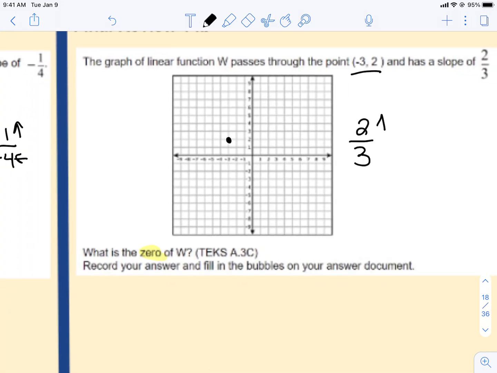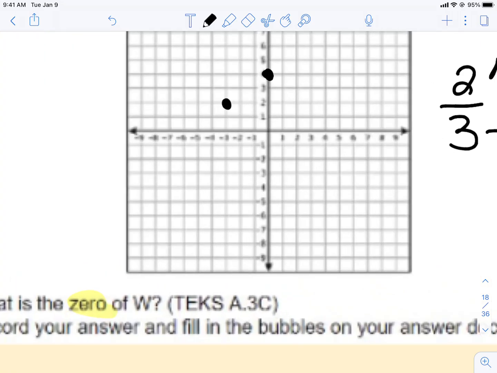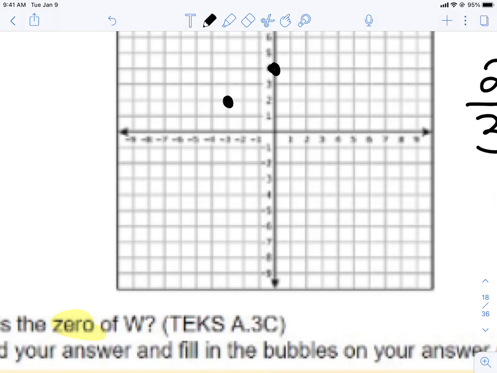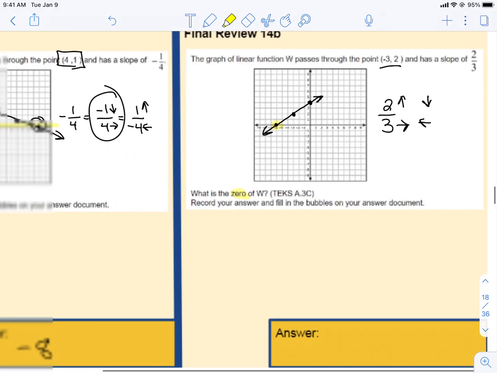Which tells me I go up 2 and to the right 3 because both numbers are positive. But if I go up 2 and over 3, that crosses the y-axis, and I don't want it to cross the y-axis. I want it to cross the x-axis. So what we have to do is understand that we can also go down 2 and to the left 3 because 2 negatives make a positive. So if I do that, I go down 2 over 3. I have a point right there. And if we look at it, it now crosses the x-axis right here. And that looks like it's at -6.